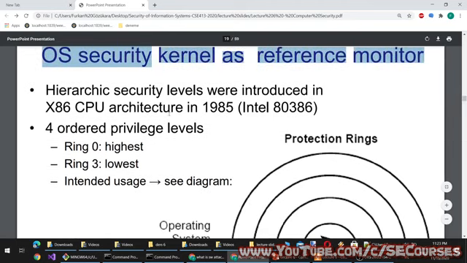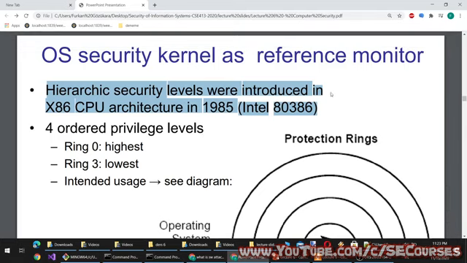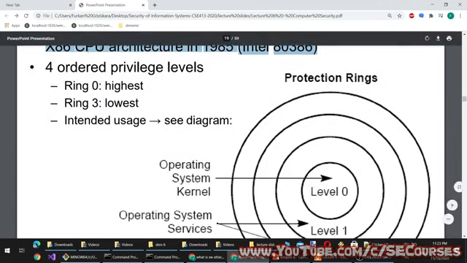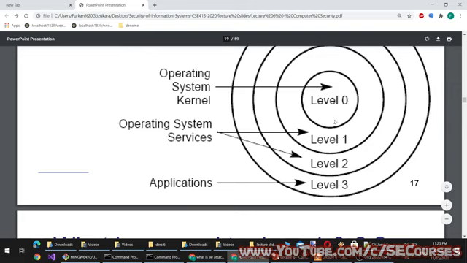OS security kernel as reference monitor. Hierarchic security levels were introduced in x86 CPU architecture in 1985, Intel 80386. Four ordered privilege levels: ring 0 highest, ring 3 lowest. Intended usage is like this. We have already seen this.